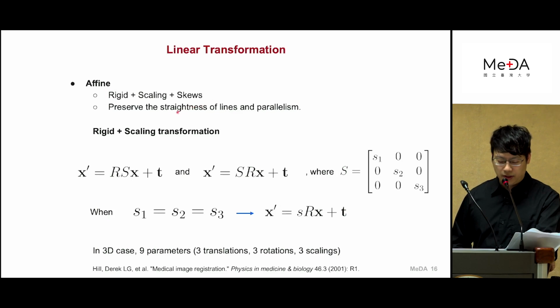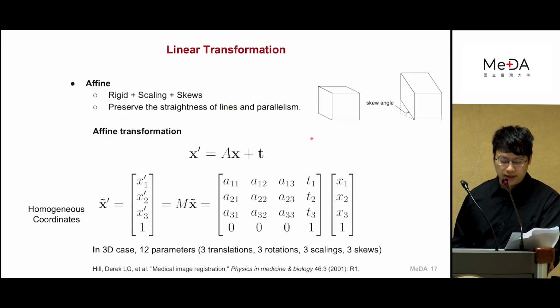We begin by introducing the scaling in combination with the rigid transformation. Scaling is represented as a diagonal matrix, which either enlarges or shrinks objects in each direction. Here, R is the rotation matrix and T is the translation vector. In a 3D case, it involves a total of 9 parameters, including 3 translation parameters, 3 rotations, and 3 scaling parameters.